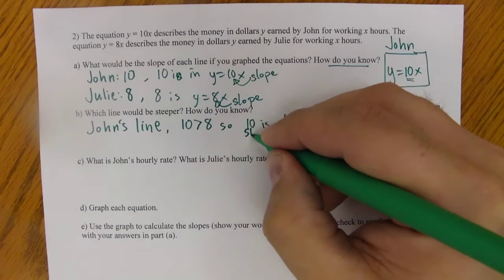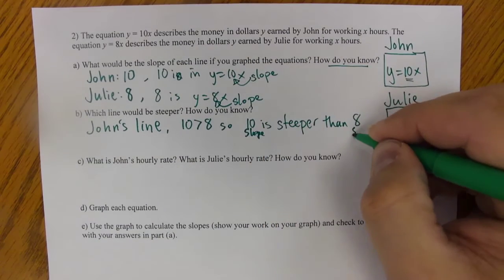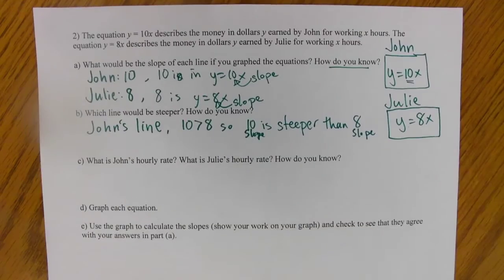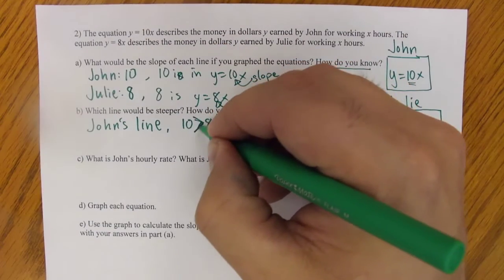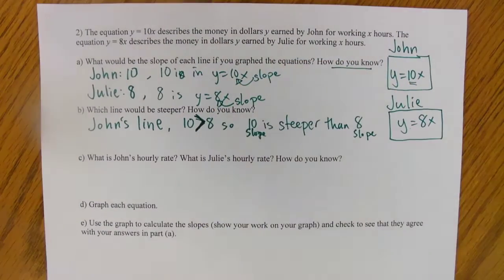So a slope of 10 is steeper than a slope of 8. Okay? Yeah, 10 is bigger. That looks like 10 > 8. That's a greater than symbol. 10 is bigger than 8. Okay, what is John's hourly rate? What is his dollars per hour? What's Julie's hourly rate? What's her dollars per hour? And on both of them, how do you know?